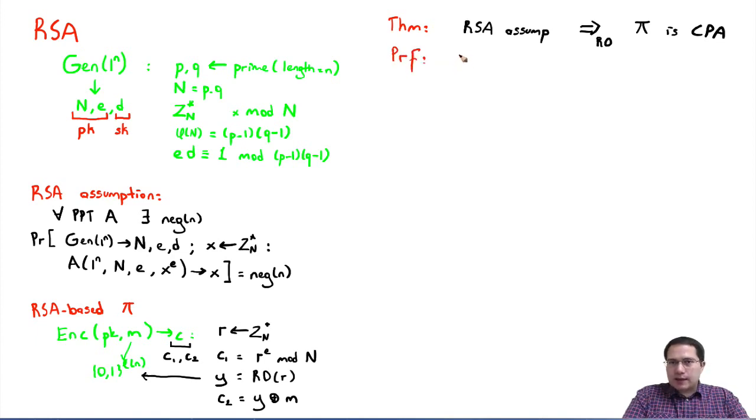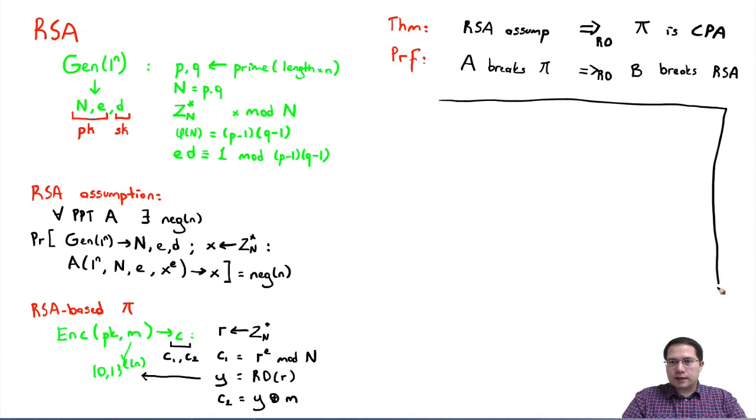If there exists a probabilistic polynomial time adversary A who breaks CPA security of the scheme pi, then we are going to construct another probabilistic polynomial time adversary B that has non-negligible advantage in the RSA assumption. So it breaks the RSA assumption. And again, this needs to be done in the random oracle model, so B needs to simulate the random oracle for A. So let's start by defining our adversaries.